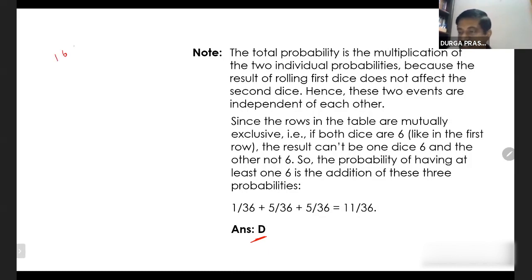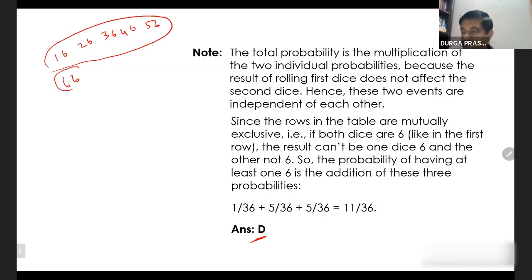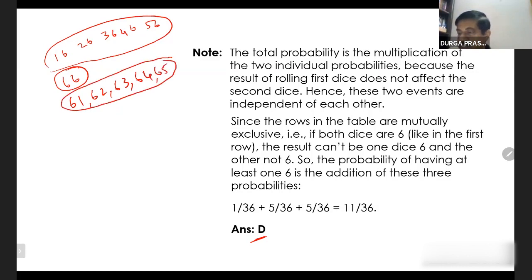So like 1/6, 2/6, 3/6, 4/6, 5/6. So this is 5 out of 6. Then next 6/6. This is 1 out of 6. 1 out of 36 chances. This is 5 out of 36 chances. Next one is 6/1, 6/2, 6/3, 6/4, 6/5. This is also 5 out of 36 chances. So that is what we have mentioned here.